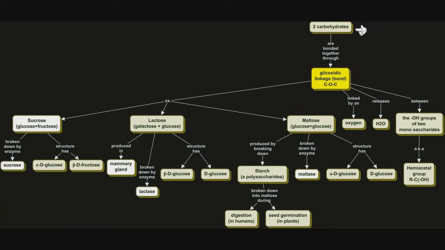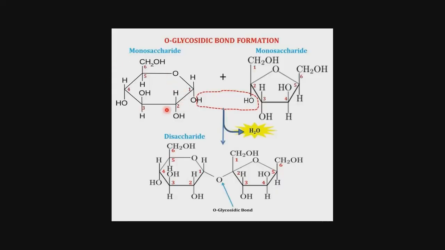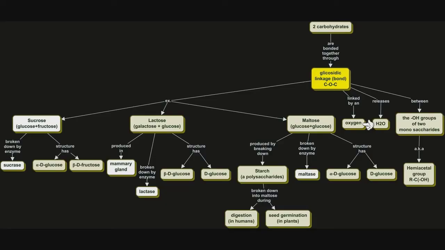When two carbohydrate units are attached, they are bonded together through what we call a glycosidic bond. This is one sugar unit and this is another sugar unit, and when we attach the two sugar units together, we will extract H2O, making oxygen the glycosidic bond. This is what a glycosidic bond is. Again, a glycosidic bond is linked by what we call an oxygen atom. During the formation of the glycosidic bond, H2O is being released.